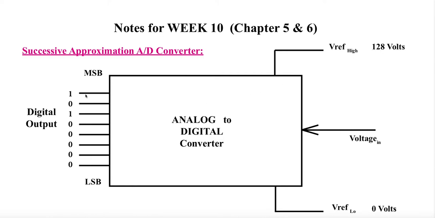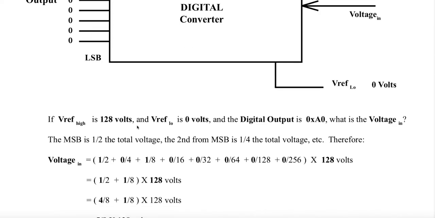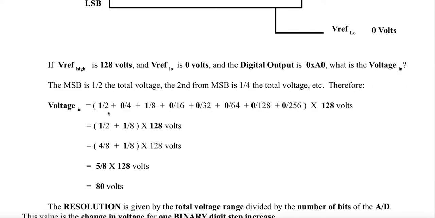Now if we want to figure out which voltage is generated by this particular binary set of numbers here, this is going to be 1/2 plus 0 quarters plus 1/8 plus 0 sixteenths and so on. And when we take that number and multiply it by 128, we're going to see what voltage this particular digital value represents. And we can see that in this calculation here. 1/2 plus 0 quarters plus 1/8 and so on. And when you do the math, it works out to 80 volts in our particular case here.